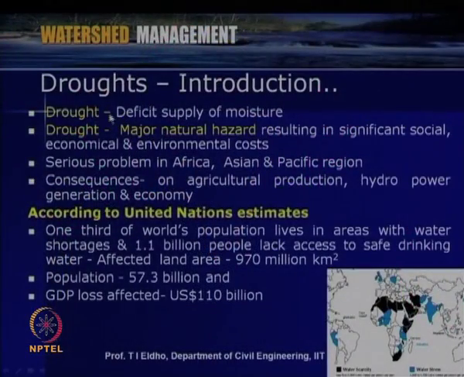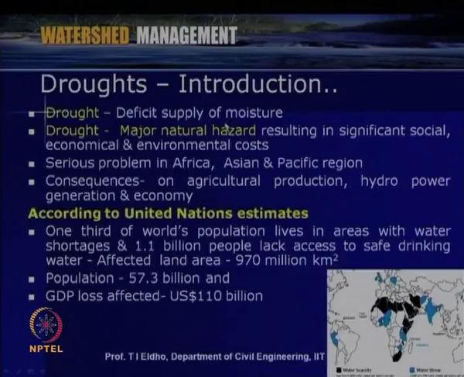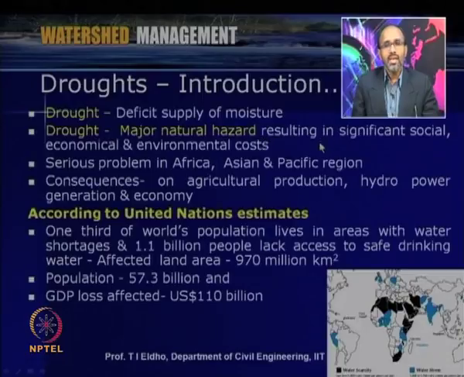So, when we look into droughts on a watershed scale, we say that there is drought when there is a deficit supply of moisture. It is a major natural hazard, and it results in a significant social, economical and environmental cost. So, the cost will not only be in social and economical terms, but also environmental terms. That means the ecosystem will be very much affected.